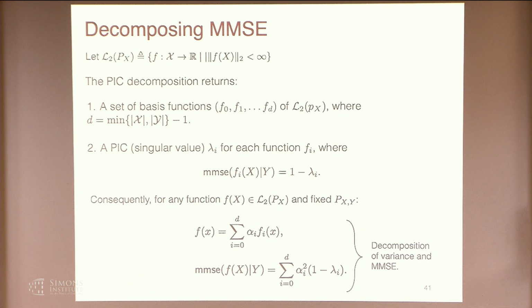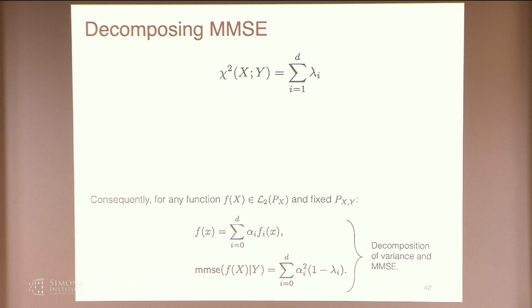And then it gives me a very easy way to decompose not only the variance of f, but also the minimum mean square error of estimating one of these functions. If I can write any function as a linear combination of these basis functions, then the MMSE you can write really easily, just in terms of alpha i squared times 1 minus the principal inertial component. Now, this is why chi-square is interesting. Chi-square is interesting because it's the sum of all these PICs. You can see that the chi-square is exactly the sum of all these principal inertial components.